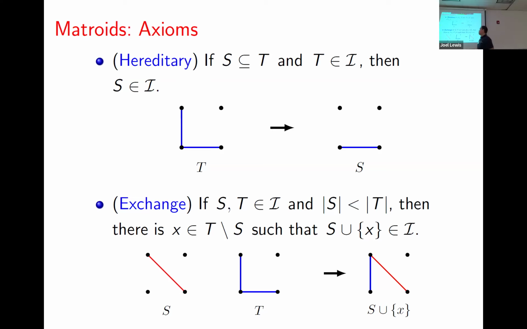And the second property that a matroid needs to satisfy is called the exchange property, which says that if you have any two independent sets, and one of them is smaller than the other in terms of size, meaning the cardinality of one set is less than the other, then you can always find an element in the larger set, let's say these edges, and move it to the smaller set. The resulting set is again independent. The resulting set is again a forest.